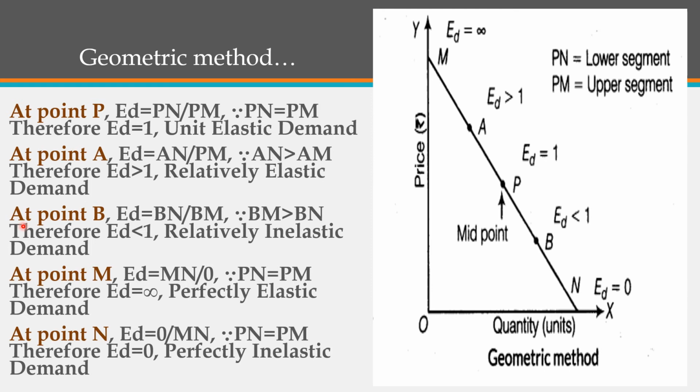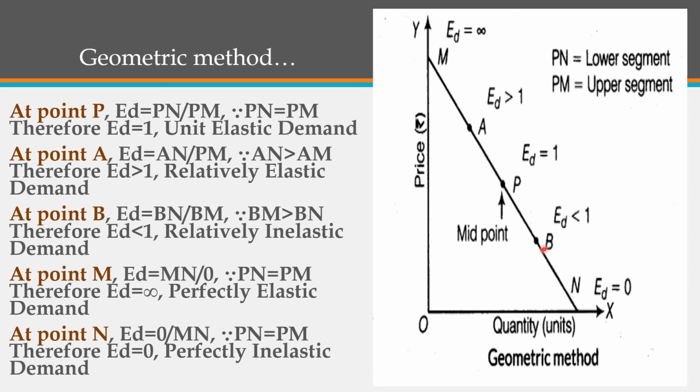Let us examine at point B. At point B, the formula for elasticity of demand is BN, that is lower segment, divided by BM, that is the upper segment. We can see that the lower segment is lesser than the upper segment. So we will get a fraction. And when we get a fraction, the elasticity of demand will be less than 1. We know when it is less than 1, it is relatively inelastic demand.